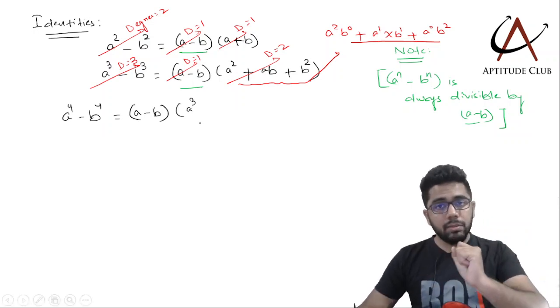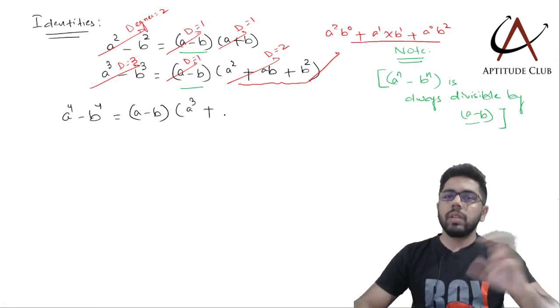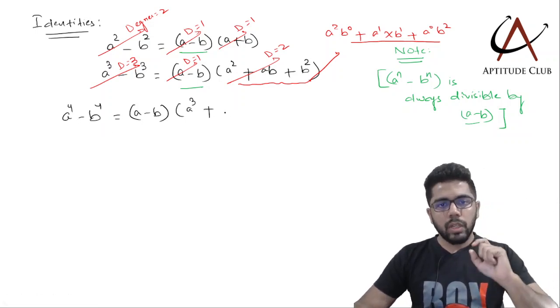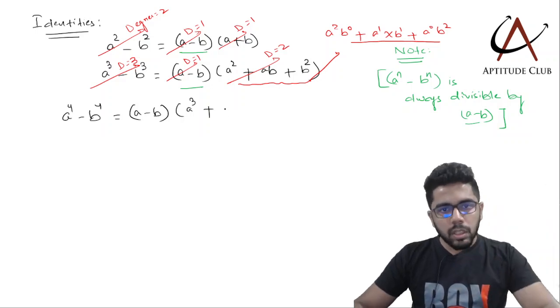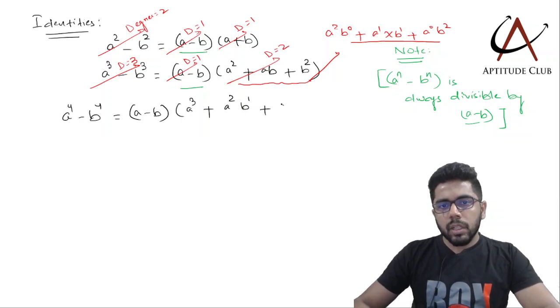Now the bracket left will have degree 3 because here it is degree 4. So 3 will be distributed between a and b. So first term, 3 is 0. Give 3 to a and 0 to b. Then power of a reduces by 1, power of b increases by 1. Then power of a further reduces, power of b increases, and finally b has everything.